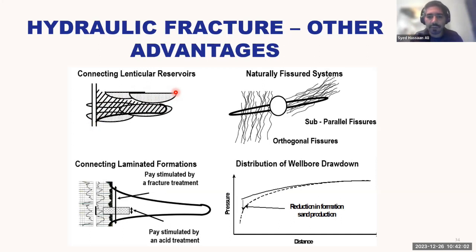You have naturally fissured systems, so you have subparallel fissures over here and orthogonal fissures over here, and one single frac can connect all of them.